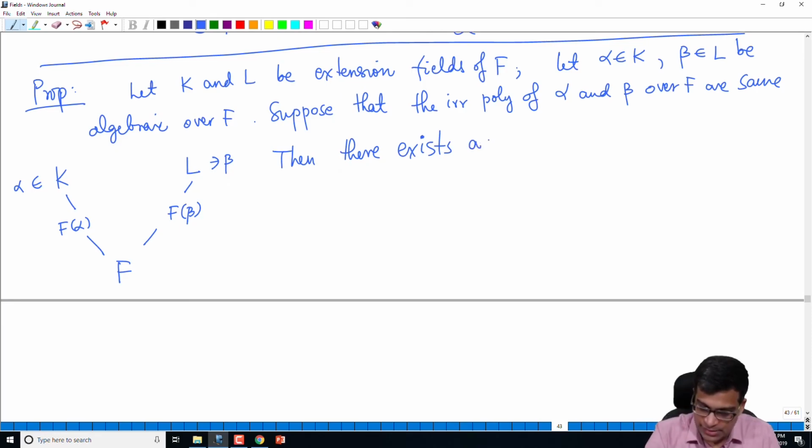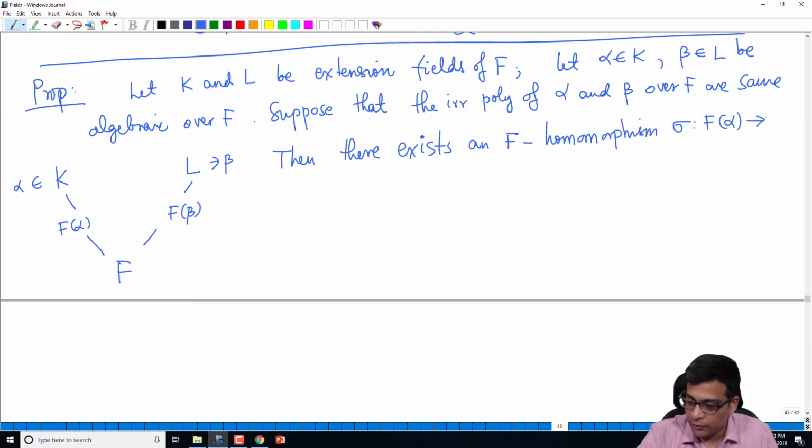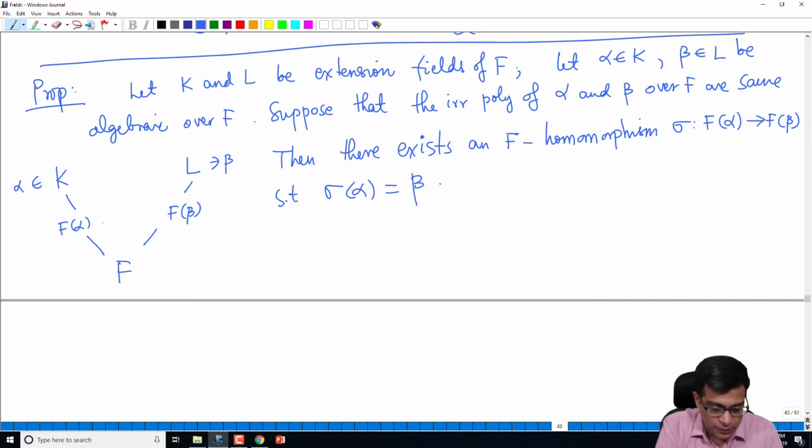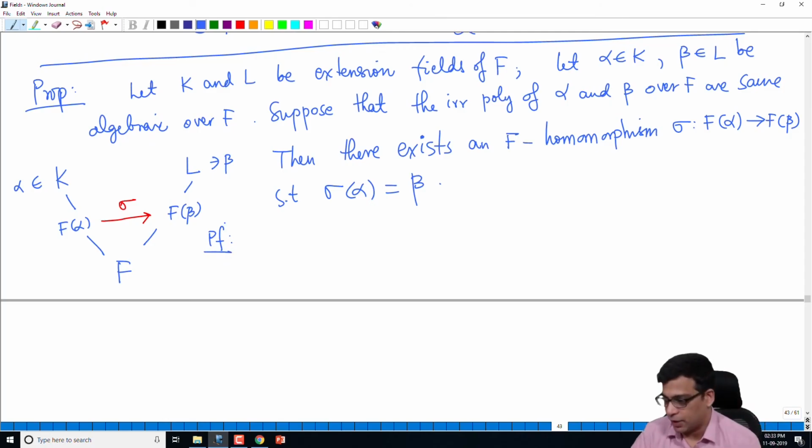Then there exists an F homomorphism sigma from F alpha to F beta such that sigma alpha is equal to beta. So what I am now saying is that there is a map like this, sigma, which is an F homomorphism. That means it fixes F. Every element of F is fixed by sigma and it sends alpha to beta. So this is very easy and let me quickly prove this.